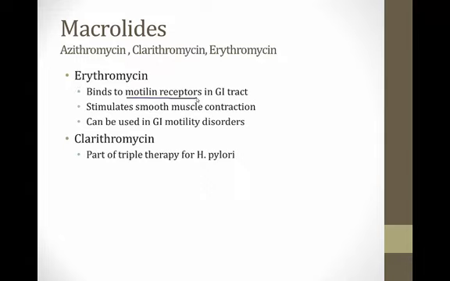Erythromycin has a special property. It binds to motilin receptors in the GI tract and stimulates smooth muscle contraction. For this reason, it's sometimes given in GI motility disorders. And then clarithromycin is a drug that's part of the triple therapy used to eradicate H. pylori in people who have gastric or intestinal ulcers.